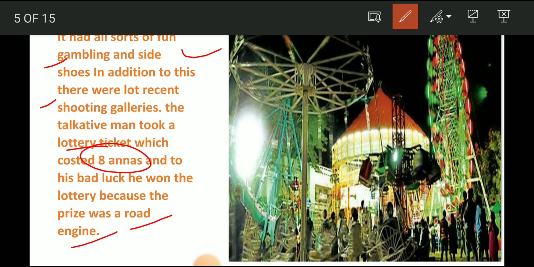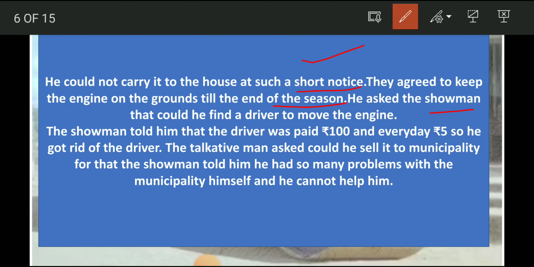Okay, so he thinks that easily I'll get a driver, and with the help of the driver I can take the road engine outside. So he asks the showman, do you know any driver who can drive the road engine? To that the showman says, see, I paid 100 rupees for a driver to drive this road engine to the Gymkhana grounds, and every day I had to pay him 5 rupees. So it was a very costly affair.